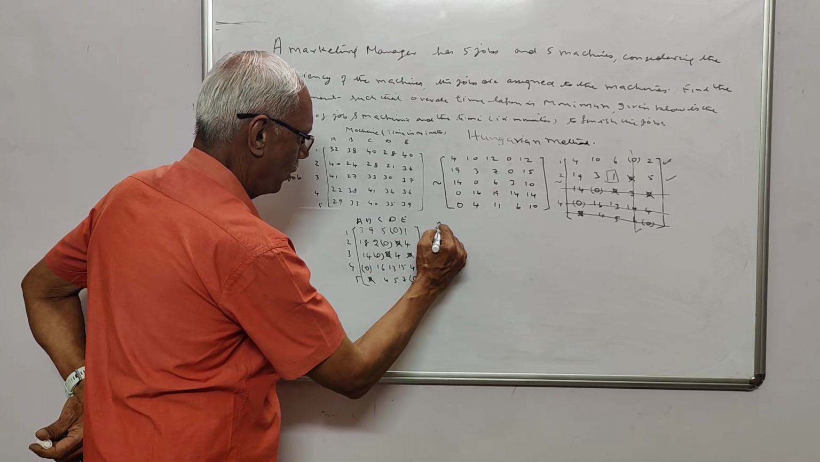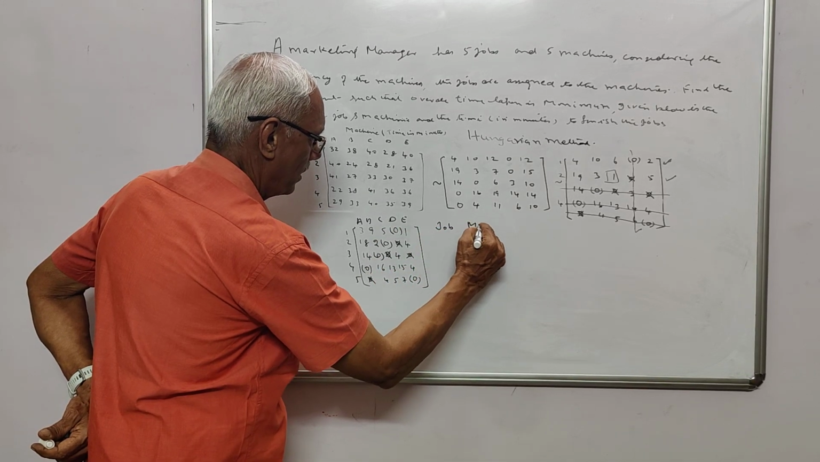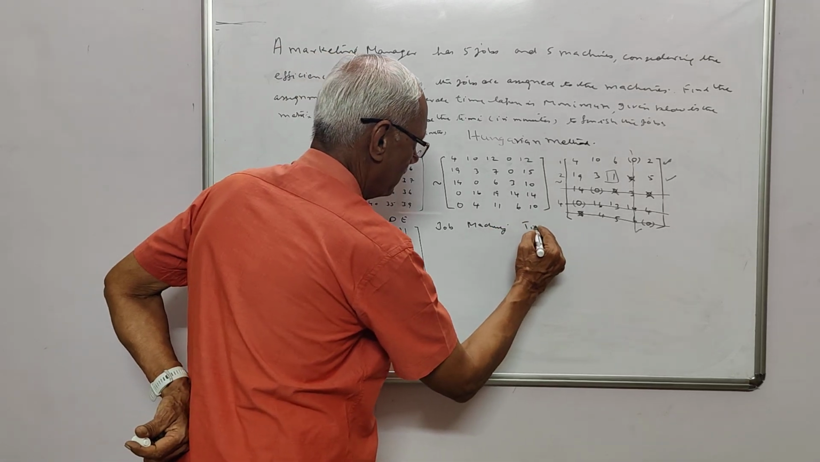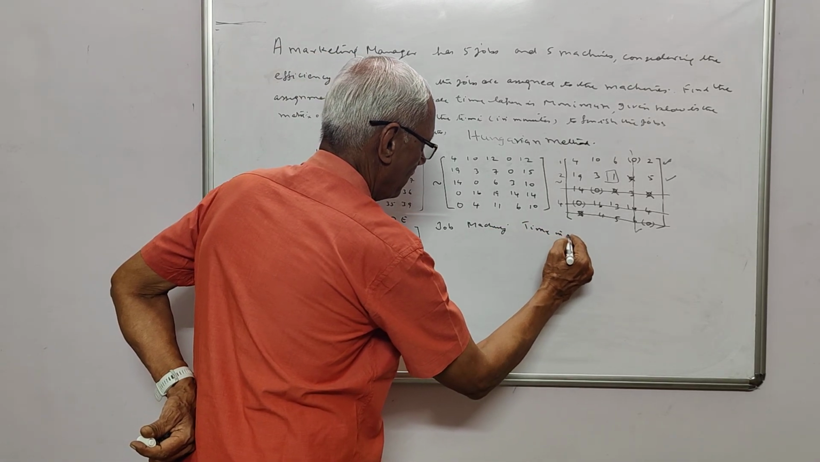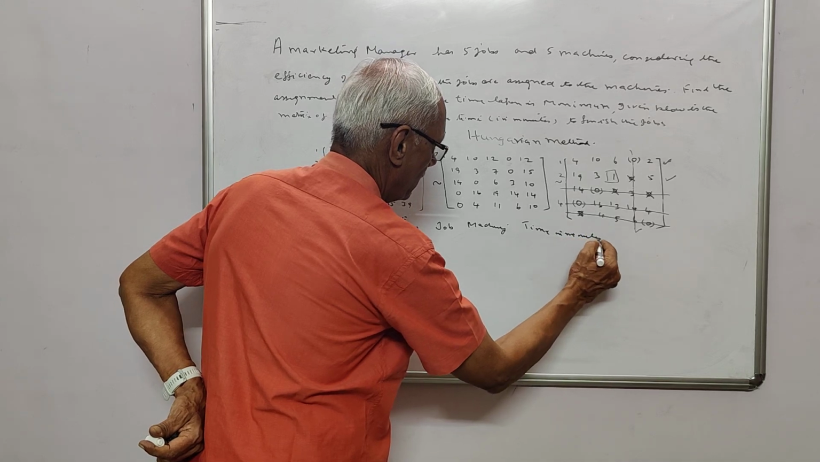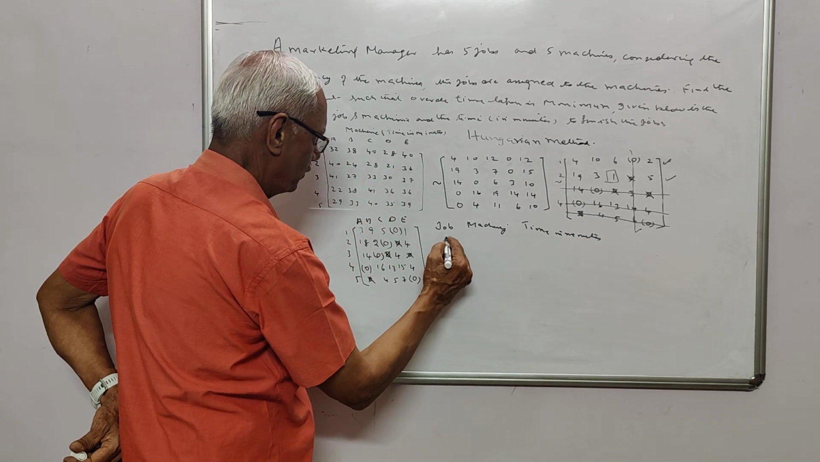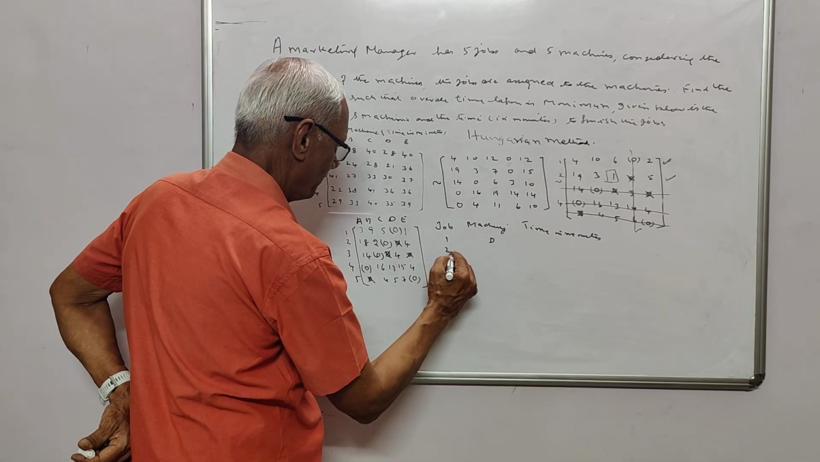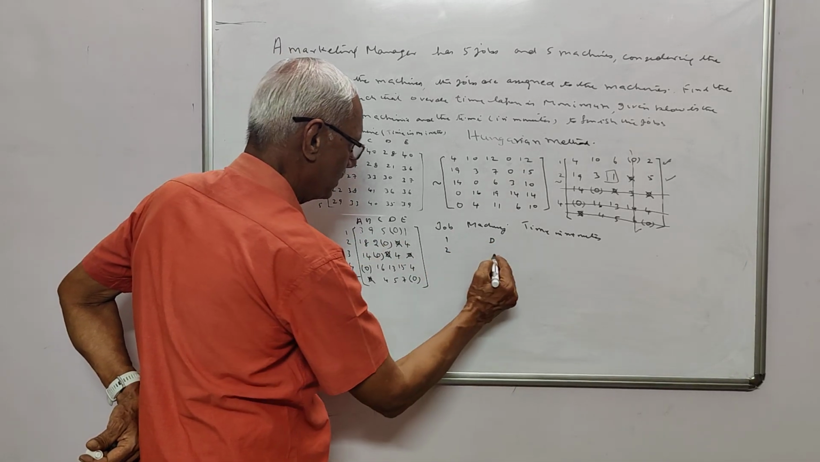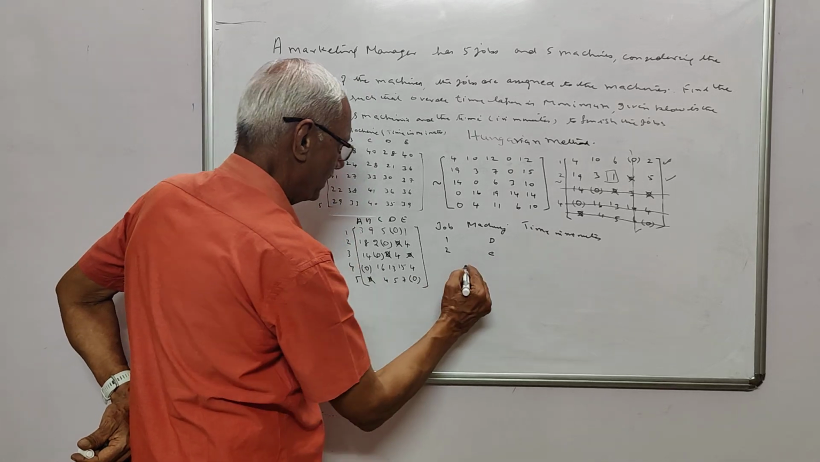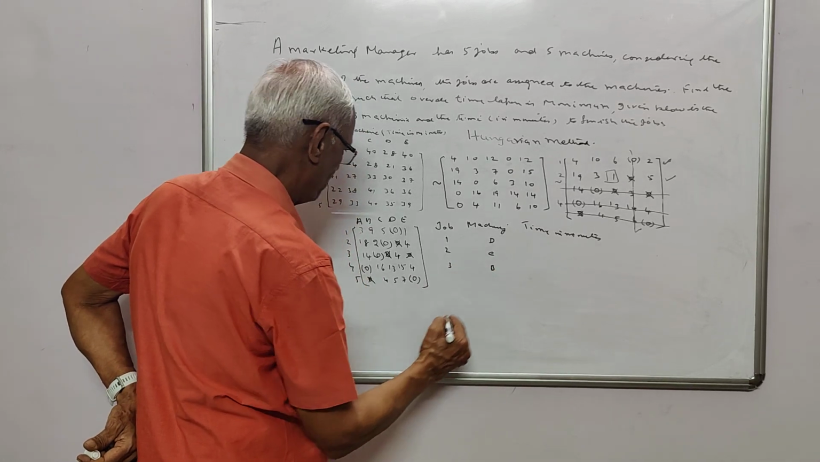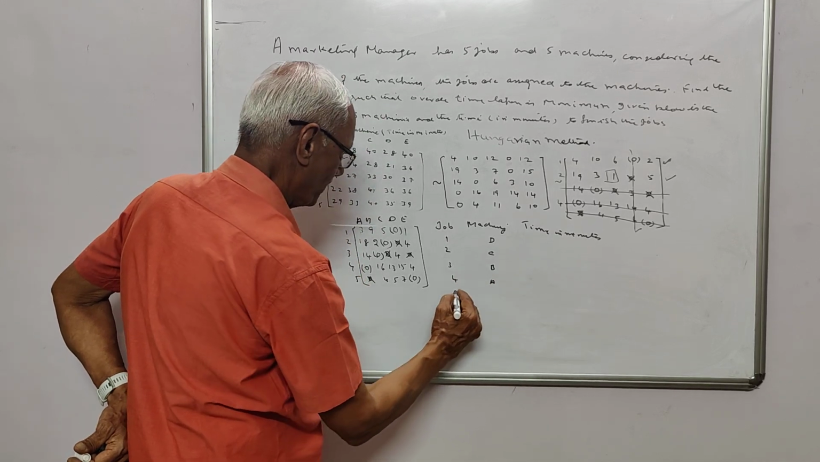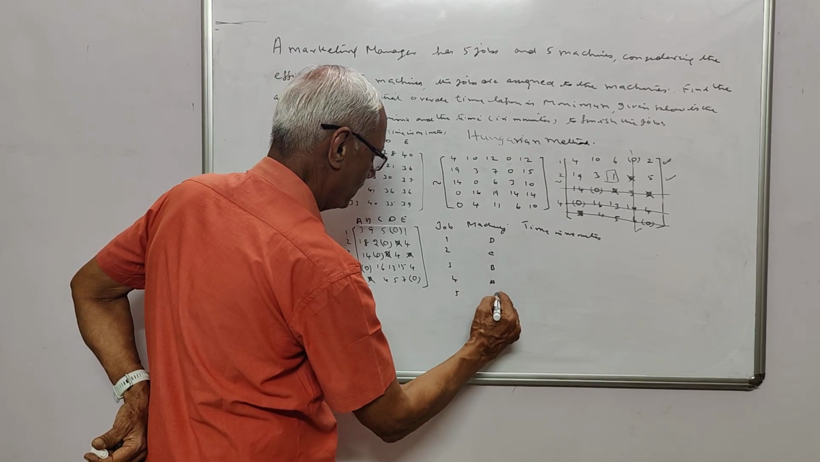Now, job, machinery, time in minutes. See, the first job is assigned to machinery D. The second job is assigned to C. The third job is assigned to B. The fourth is assigned to A. And the fifth job is assigned to E.